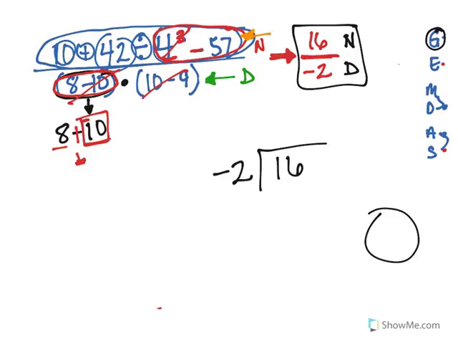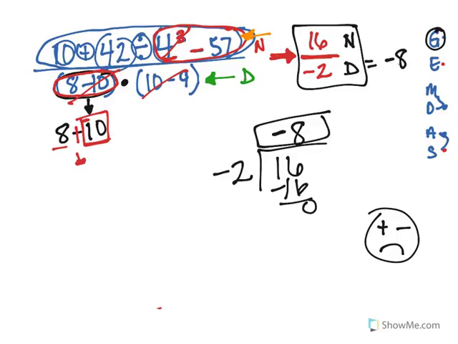If I remember my integer rules, I have a positive with a negative, so my relationship is going to be negative. And 16 divided by negative 2 is going to be negative 8. So that's my answer, negative 8.